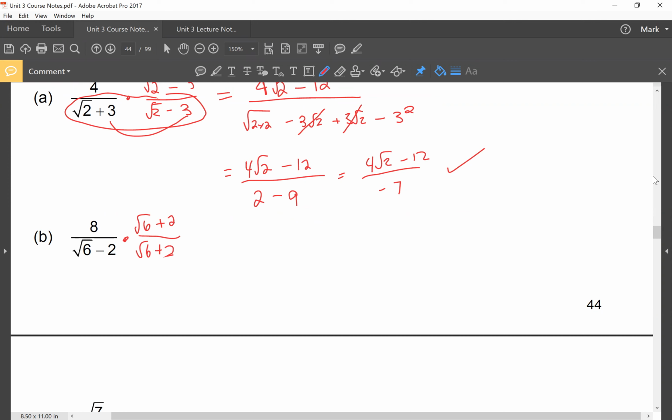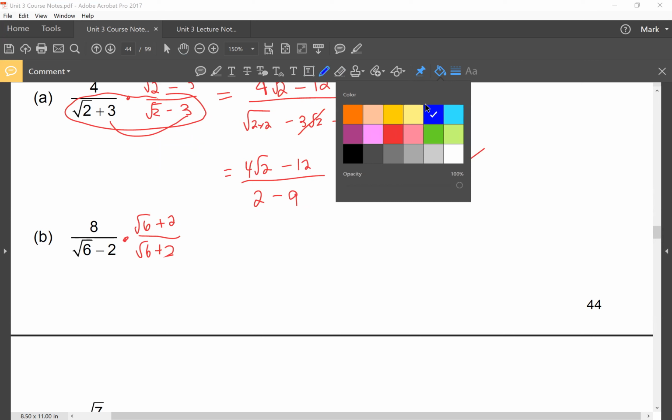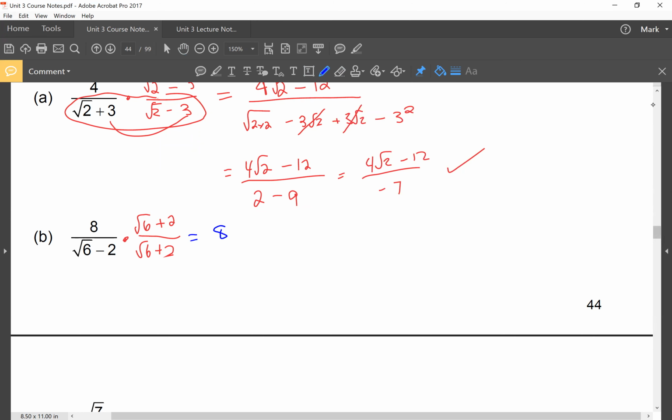So what I end up getting is 8 root, oh, you know what I should do, hold on, let me pick a different color here so it doesn't blend in with A too much. So what I end up getting is 8 root 6 plus 2 times 8, which is 16, over.